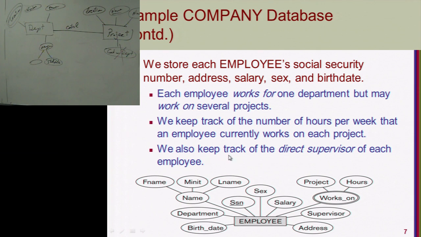We also keep track of the direct supervisor of each employee. So who is the manager? Who is the supervisor? So this is the supervisor, and we specify, where is the supervisor? Supervisor is here, right? So he said employee, and the employee has name, social number, address, salary, sex, and birth date, okay? So this is how we represent an employee, right?